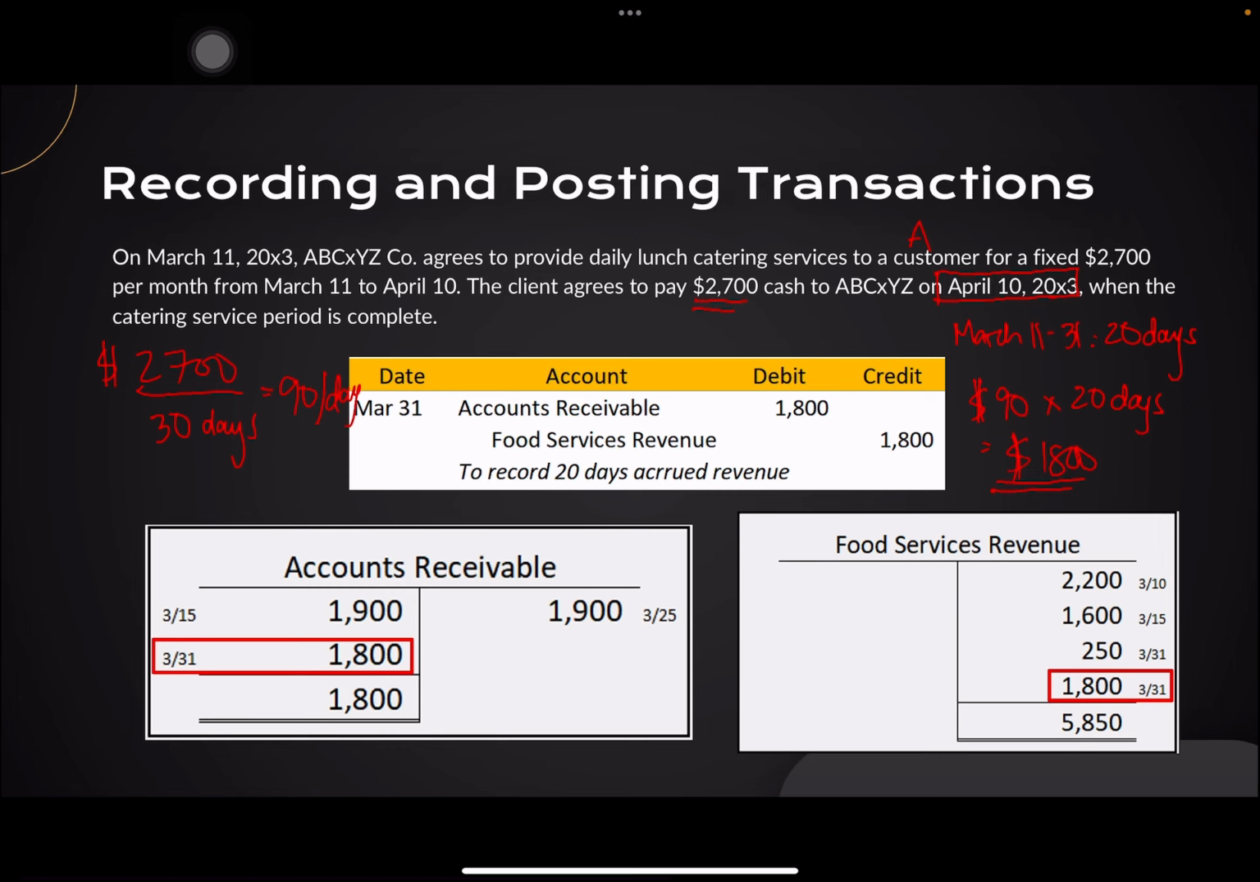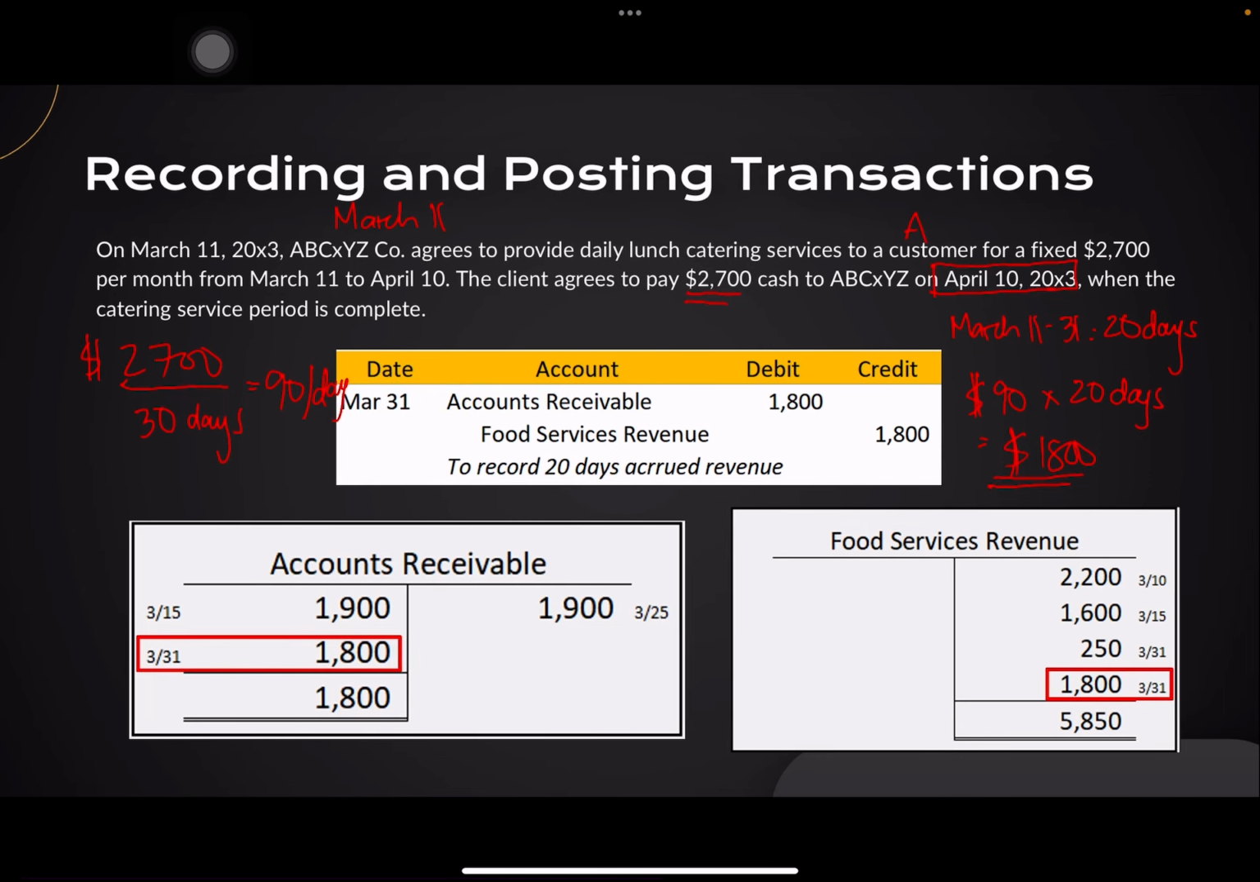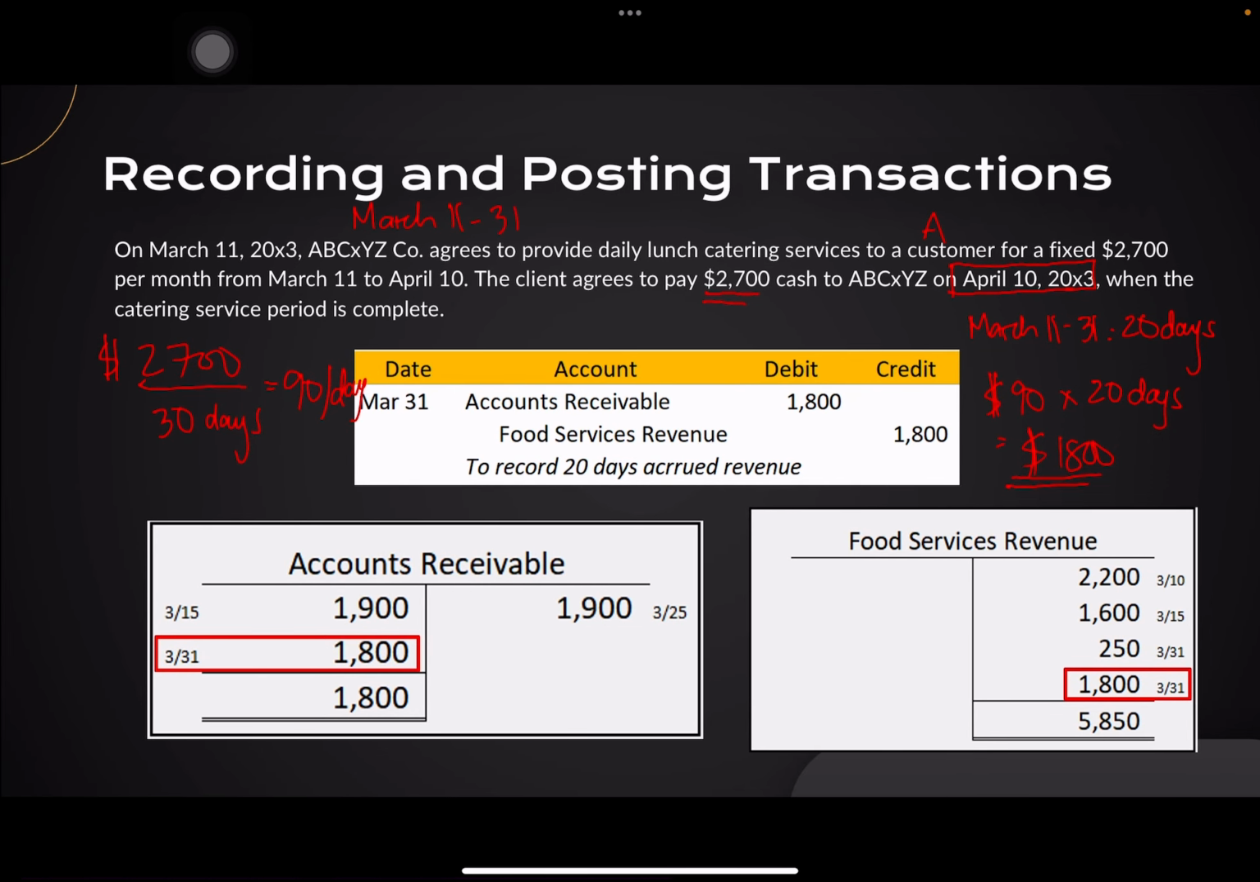Since from March 11 up until March 31, the date of our adjusting entry, we already deserve the revenue for the services that we have already performed for the last 20 days.